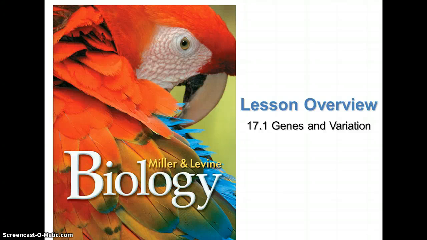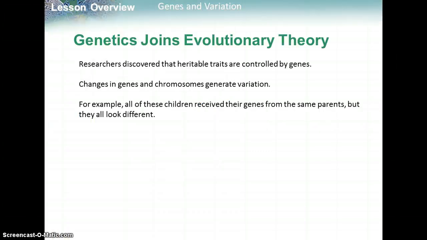Okay, we're going to cover section 17.1 and 17.2. So here comes 17.1 first, genes and variation. Researchers discovered that, again, heritable traits are controlled by genes. Changes in genes and chromosomes create genetic variation.